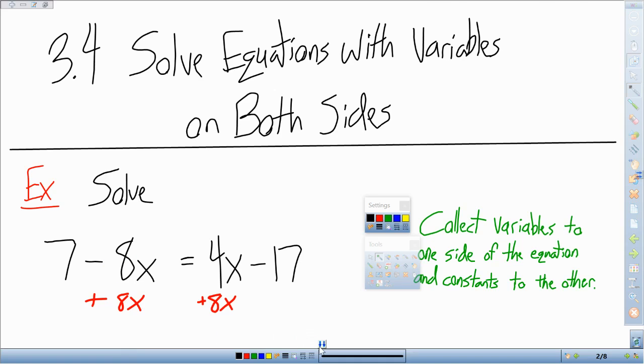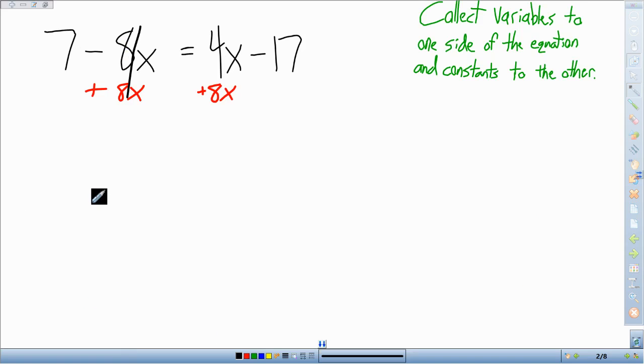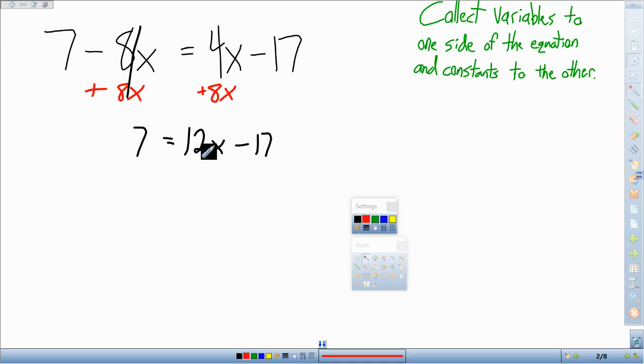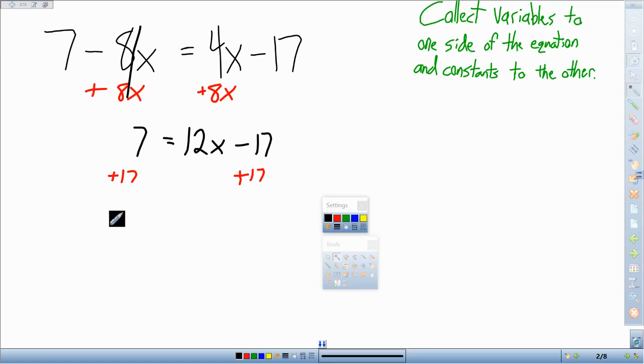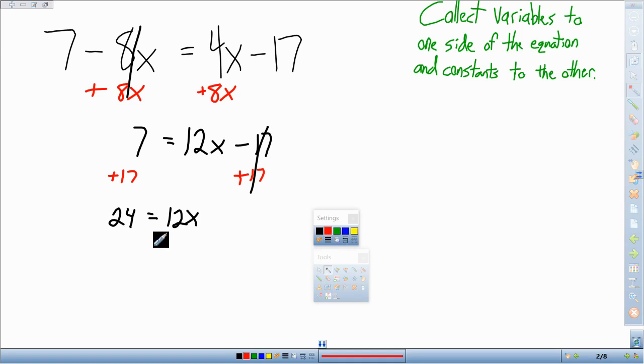Okay, so let's see what happens. Our 8x's are gone. This positive 7 comes down on the left. On the right, we've got that 12x minus 17. Okay, now it's a two-step equation, right? We know we need to deal with this minus 17 first by adding 17 to both sides. And it looks like we're getting, what, 24 on the left, 12x on the right, the 17s are gone, and then we can divide by 12.